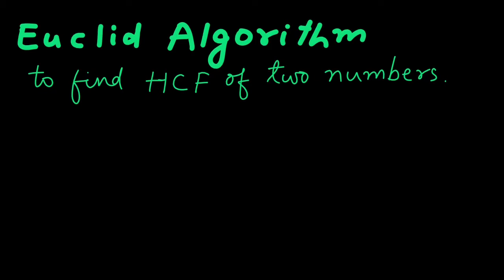In this video, we'll see Euclid algorithm. Euclid algorithm is to find HCF of two numbers. What is HCF? HCF, highest common factor.